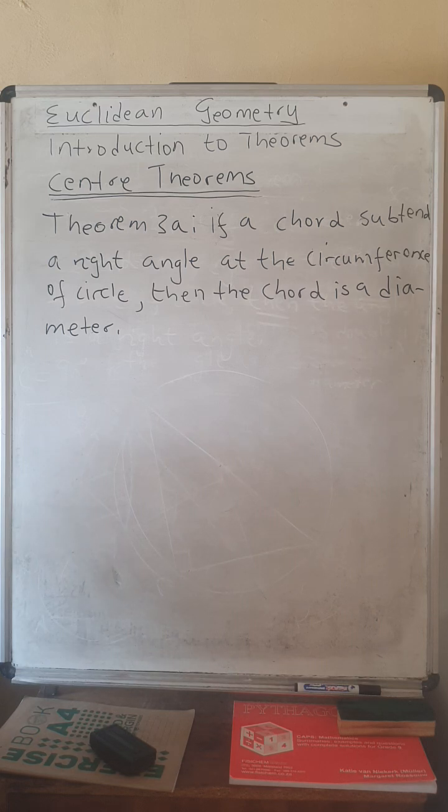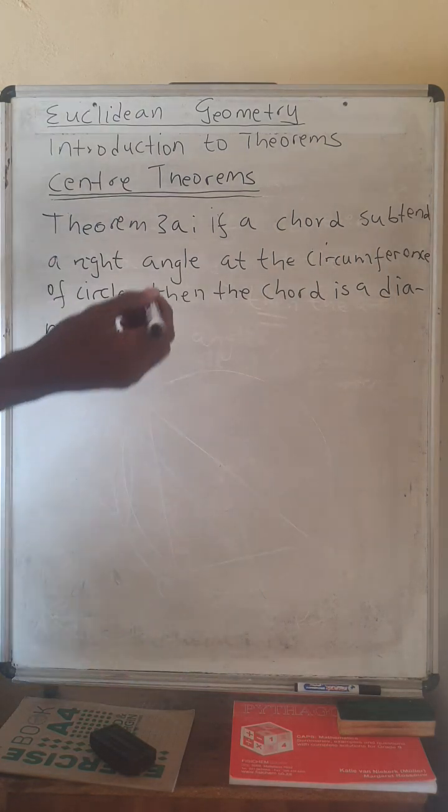Yes, it's a 90-degree angle. So if I see a chord subtending an angle at the circumference that is equal to 90 degrees, then I can apply the theorem. I can say the condition of the theorem has been met.